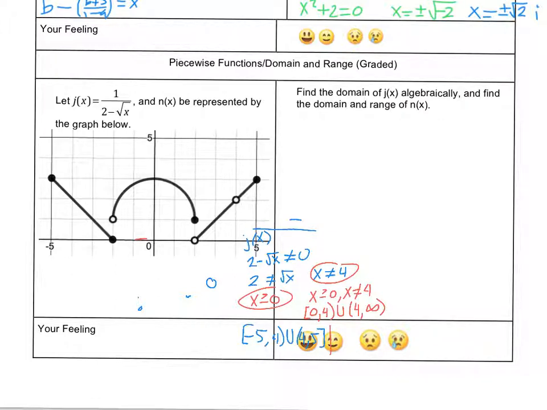And then the range, this was the domain. The range of this, I look for the lowest point. That's going to be 0. I look for the highest point. That's going to be 3. And even though I have holes there, I've got points at other places in there, so there are not any vertical holes. The range is just from 0 to 3.